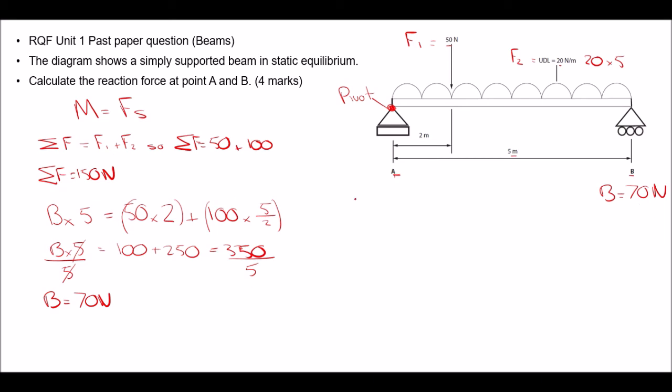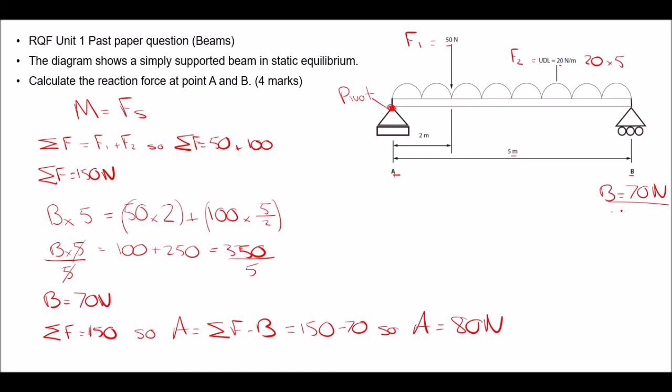So what is A though? If we say the sum of the forces is 150, that means the sum of the forces is equal to B plus whatever the value of A is. So nice and simple, A is going to equal the sum of the forces minus B, which is 150 minus 70. So A is going to equal 80 newtons.